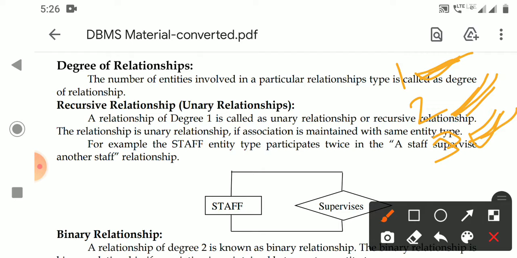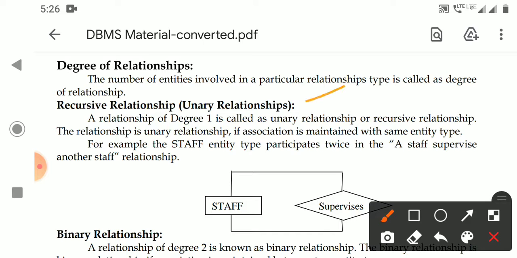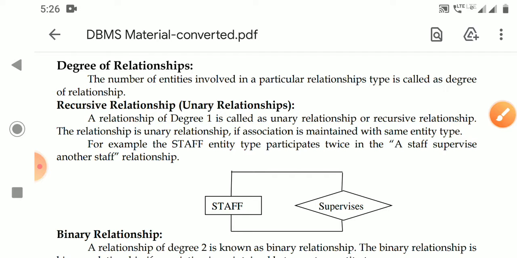means three entities. Now see, unary. The unary relationship is also called a recursive relationship. A relationship of degree 1 is called a unary relationship. The unary relationship is also called a recursive relationship. So what do you mean by recursive? We already discussed recursive functions.